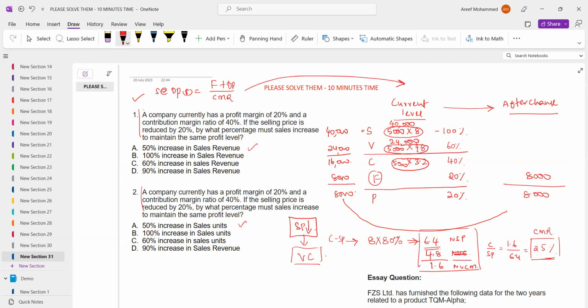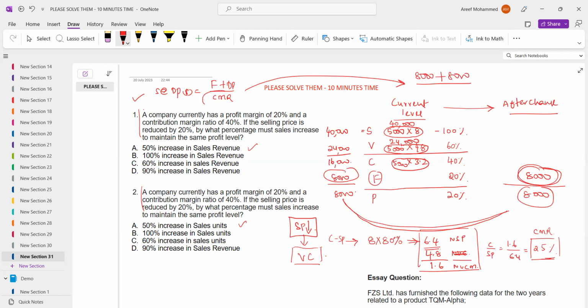Now fixed cost, is it changing? Is it the same? What is the fixed cost here? That is also the same. So therefore fixed cost is 8,000. What is the profit that I want to attain? The same level of profit.